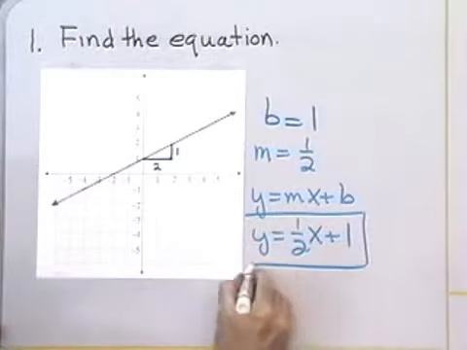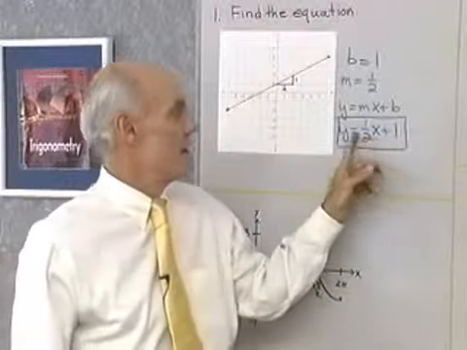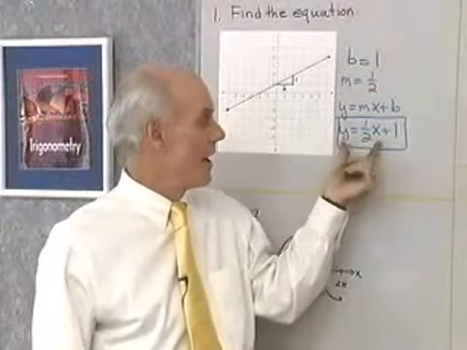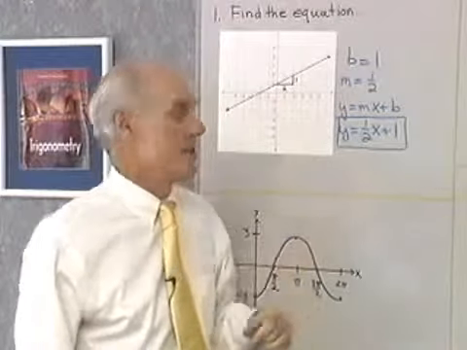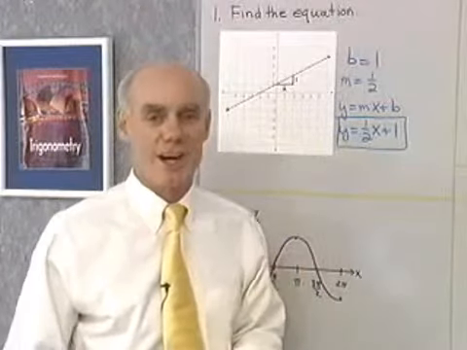And then if I wanted to, I could substitute some values of x in, get out the corresponding values of y. I'd have some ordered pairs that are solutions to this equation, and I could check to see that sure enough their graphs would lie on that line.